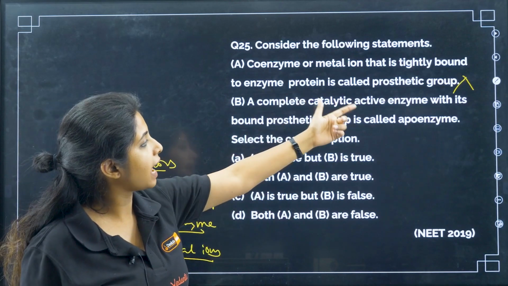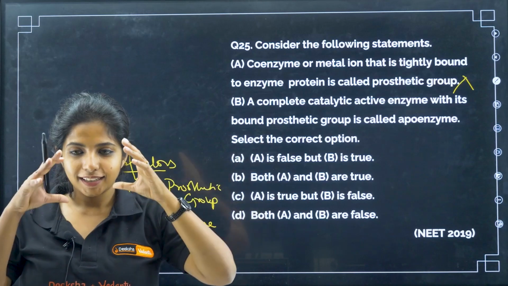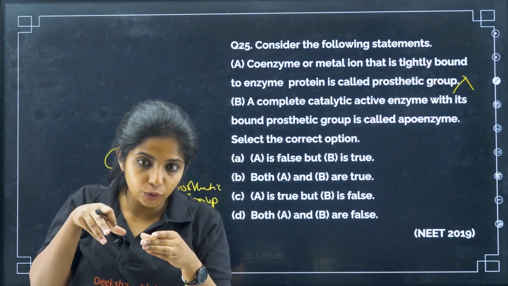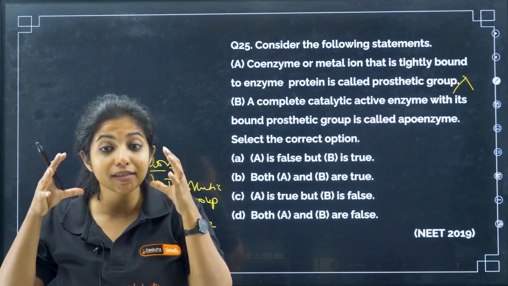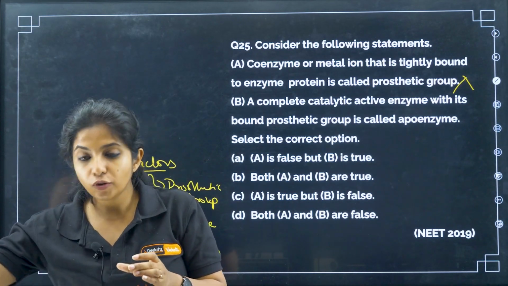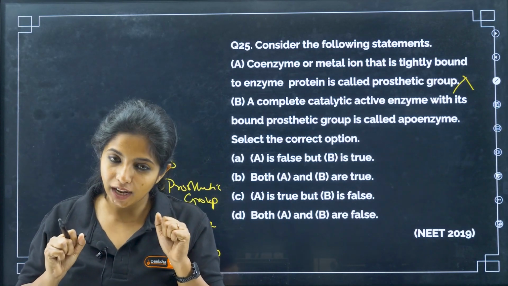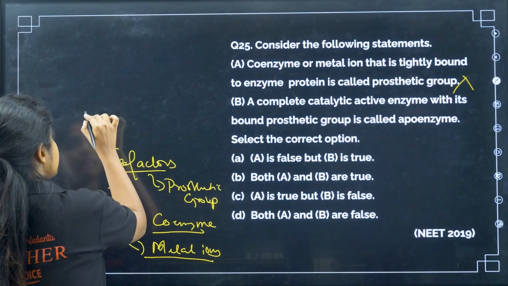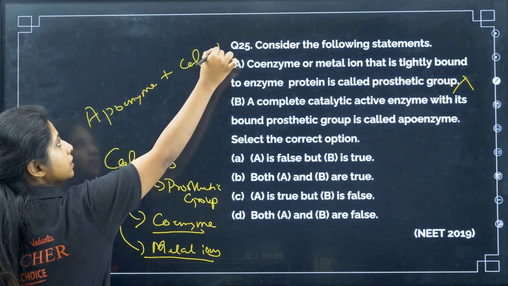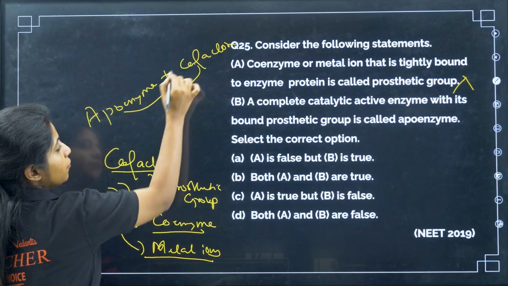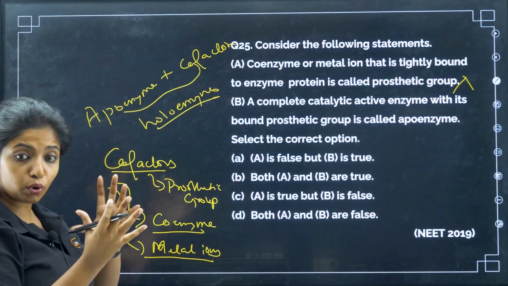Now, a complete catalytically active enzyme with its bound prosthetic group is called apoenzyme. Wrong. Apoenzyme is the actual proteinaceous enzyme which is there. Onto which, if your cofactor is attached, it will be something else. That is known as holoenzyme. Together it will be known as holoenzyme. So my dear children, the enzyme protein is known as apoenzyme. Apoenzyme plus any cofactor will form something known as holoenzyme, as in whole enzyme.